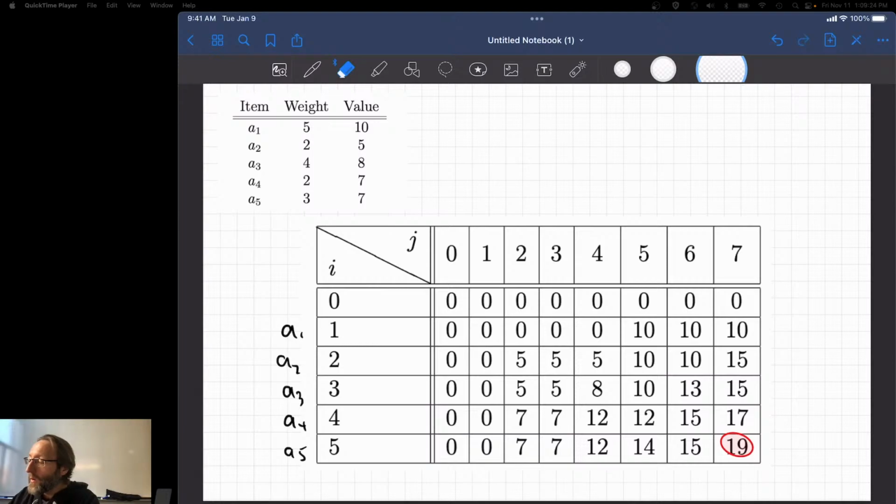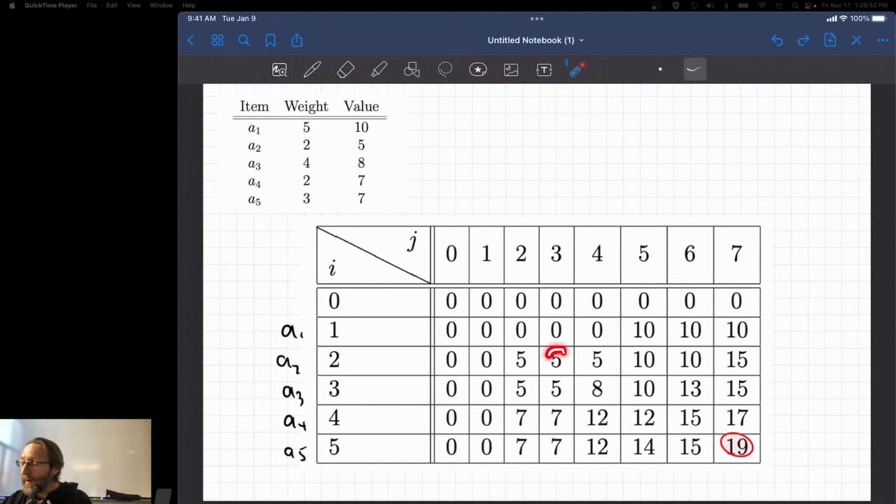Well, we start at the lower right corner, and then we look immediately above it. Those two values are not the same. What does that imply? That implies that we took this element, because there's a change here. If there were no change, what would that mean? We would have simply copied this down, because either it's not feasible or we chose not to take it.